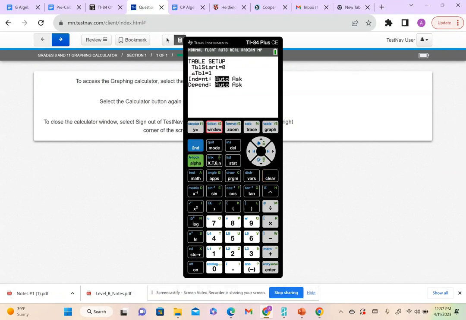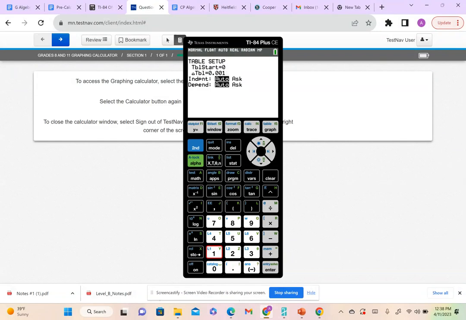Then you need to go second table set. So second window. Should look like mine. You should see those 4 things on your screen. It should say table start, delta table, independent and dependent. Your table start should always be what your limit is approaching. So what are we approaching here? 4. You can start there. Actually, I'm not even going to. I'm just going to leave it at 0. It doesn't matter. The next thing, I want you to change the delta table to 0.001.